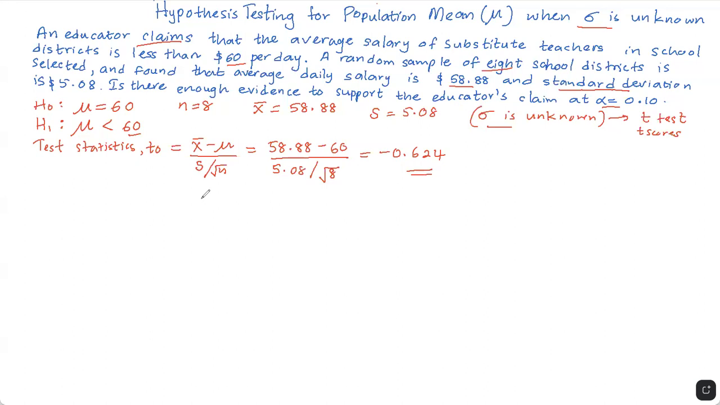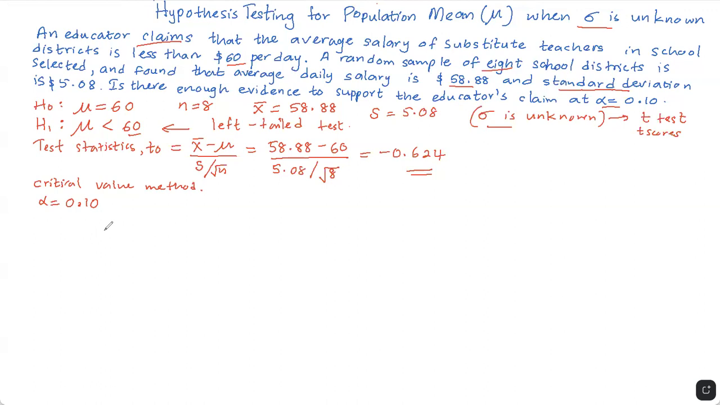Now we have the test statistic value. So in this problem, I am going to use critical value method and the p-value method. So let's look at the critical value method. So we have to look at alpha value here. Alpha is 0.10. As you can see, this is less than $60. So we are looking at the left tail test. Left tail test. So we have one tail, right?